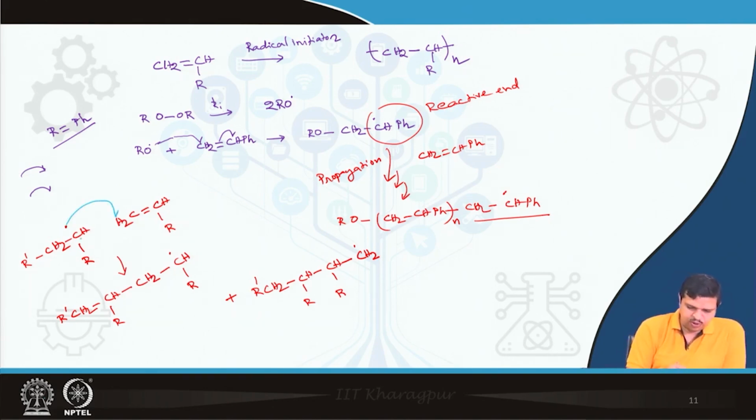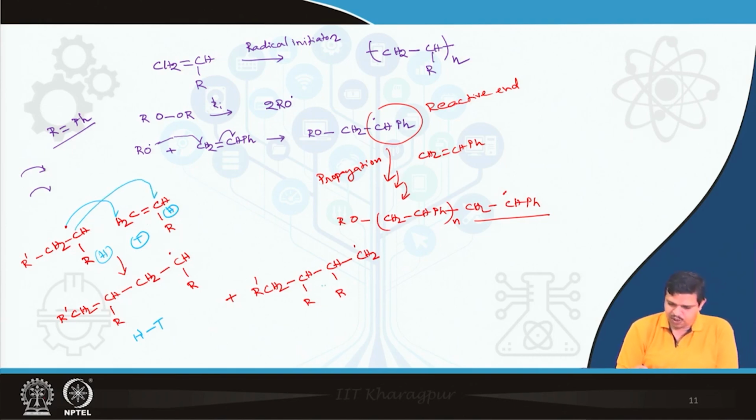Okay. So, if we consider this is the head and this is the tail side, then this is basically head to tail attack. Now, another possibility is, if we consider this is the head in this monomer, then this can attack with this one, and eventually you will get this product. So, this is the product with head to head attack.